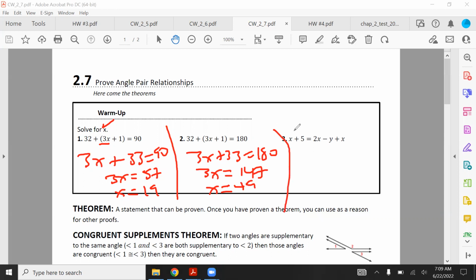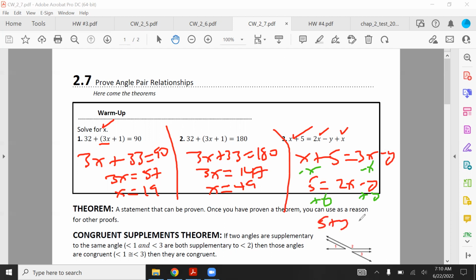Then here, x occurs 3 times, actually. So I'll combine everything on the right side first. So subtract x. 5 equals 2x minus y. Then add y to both sides. Five plus y equals 2x. And then divide by 2. So is x equal to (5 plus y) over 2?